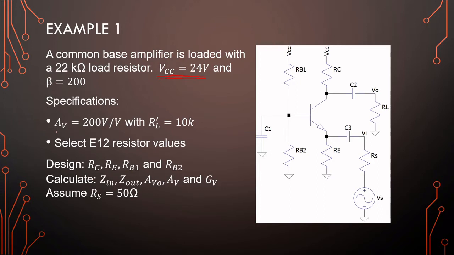Okay, so with this one, our specification is that we need to design for a 200 volts per volt AV, so this is loaded gain, with our R load prime equal to 10 kilo ohm. So this is the combination of our collector and our load resistor right here. And we need to find all the components and calculate all the parameters, assuming that there is a source resistance of 50 ohms right here. Now this problem says nothing about the swing, it says nothing about the input impedance. We are mainly focused on the gain here.